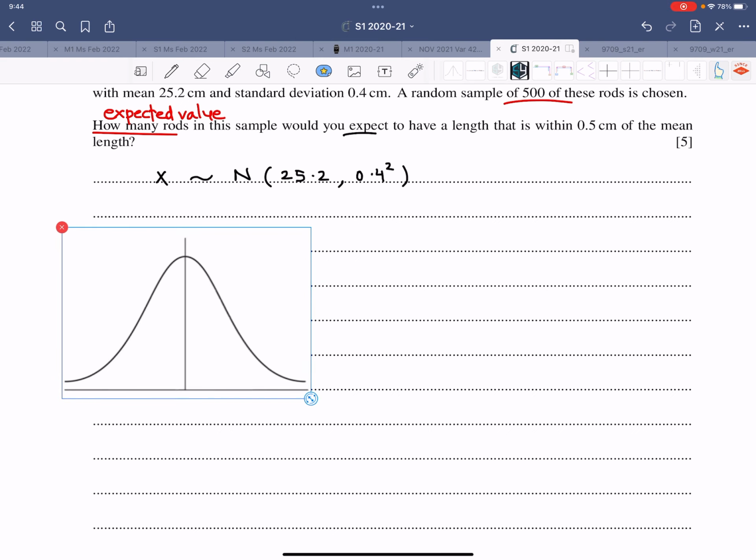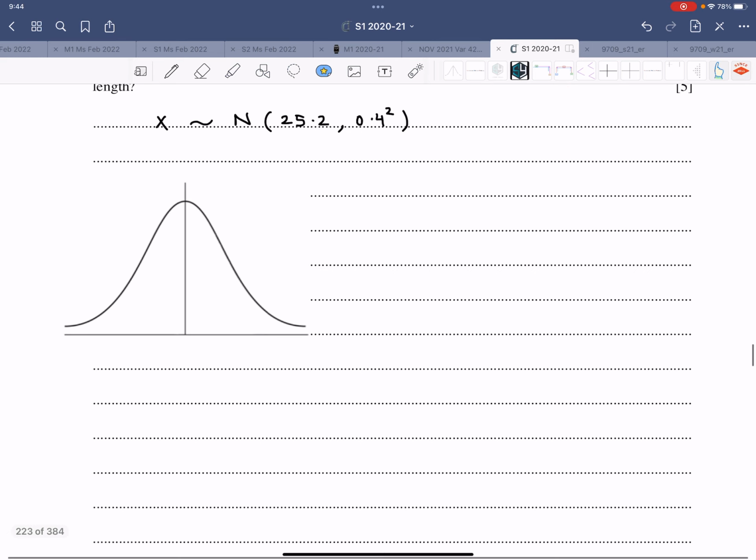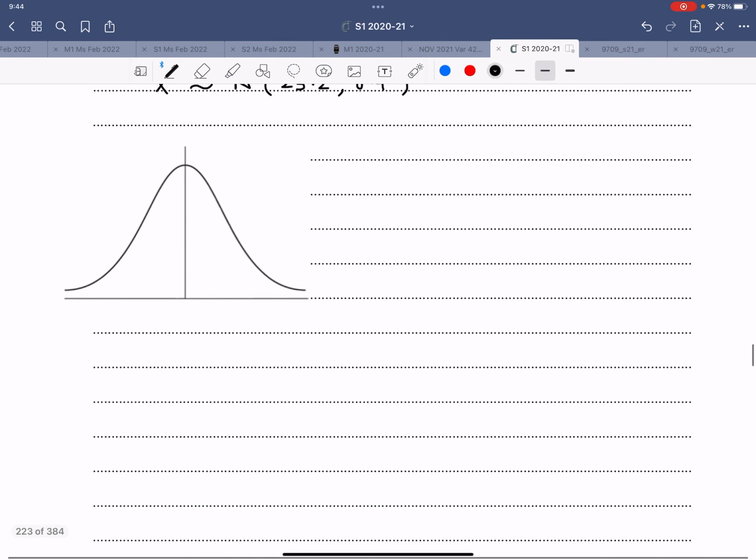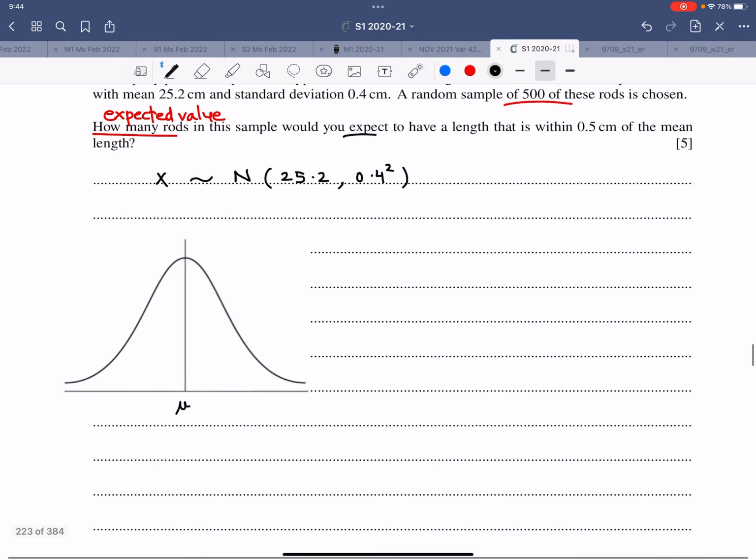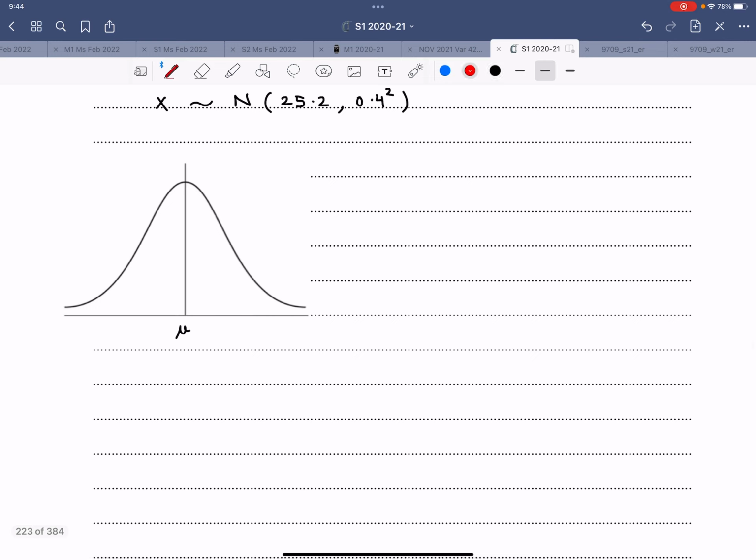And if I say this is the mean, irrespective of the value of the mean, so this is mu, and it is within 0.5 centimeter of the mean. So therefore somewhere here is 0.5 centimeter. So therefore this is mu plus 0.5, and over here again it's mu minus 0.5.